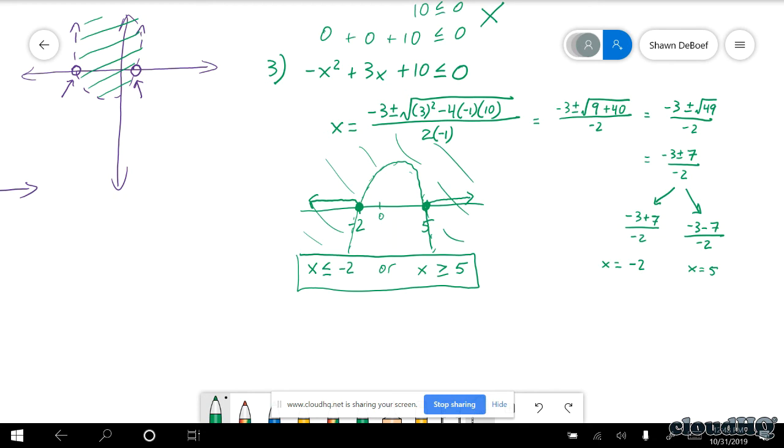All right, so that's 4A. That's the end of the notes. There is an assignment on Canvas.